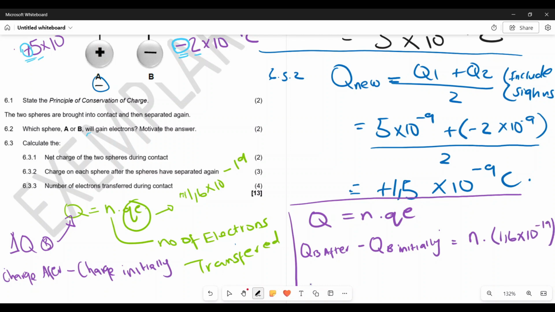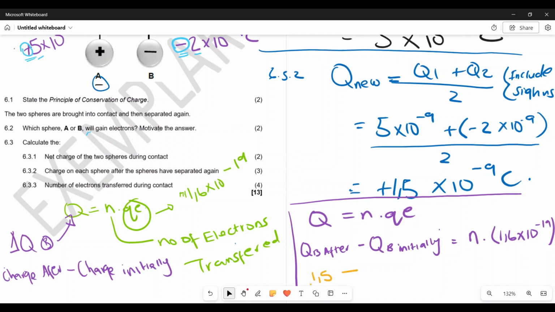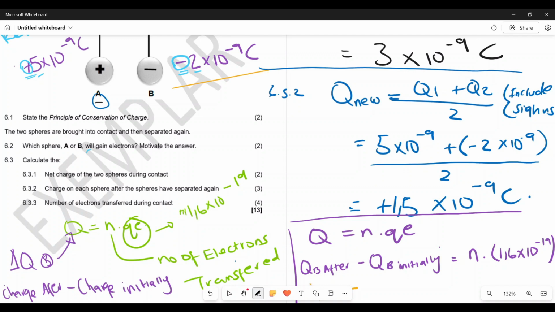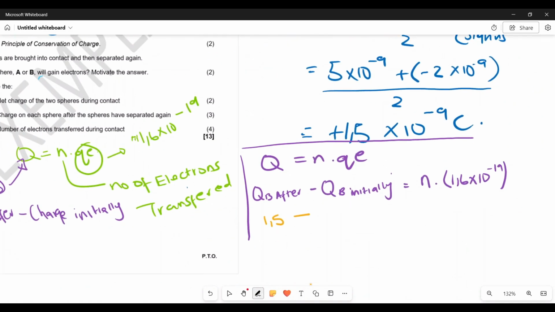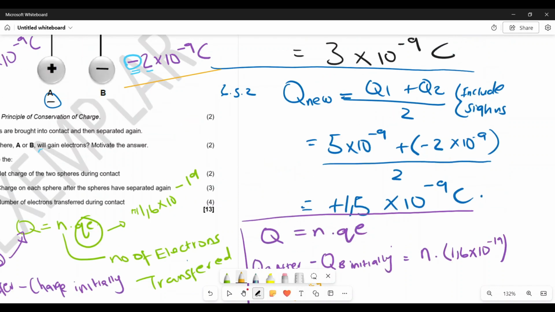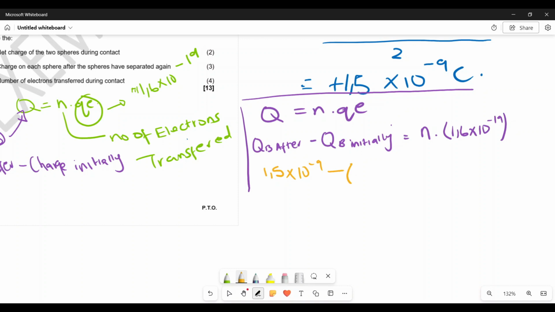Now, remember, I've calculated the charge on each sphere after they separated, and I said the new charge on each sphere is going to be the 1,5. So the charge of B after it's separated, as well as the charge of A after it's separated, is going to be the 1,5. So my QB after is 1,5 times 10 to the power negative 9, minus my QB initially, which was negative 2, so I'm going to put it in brackets, minus 2 times 10 to the power negative 9. And this is equal to N multiplied by 1,6 times 10 to the power negative 19.